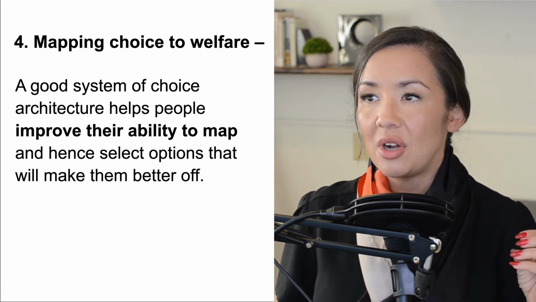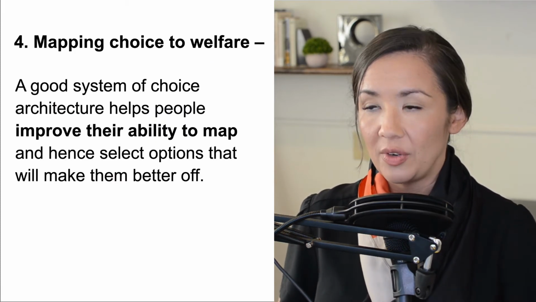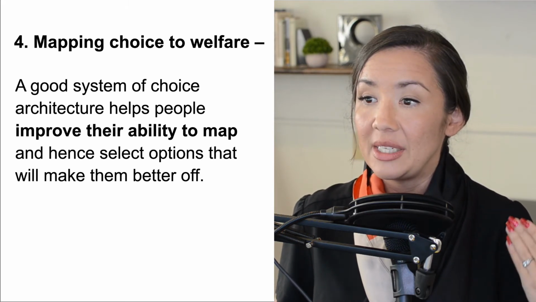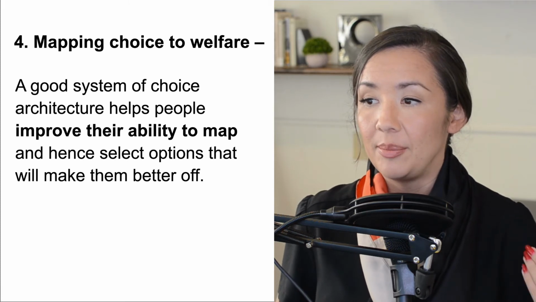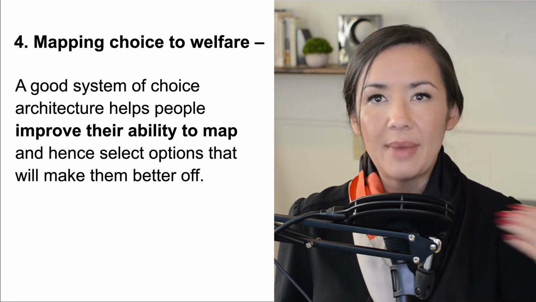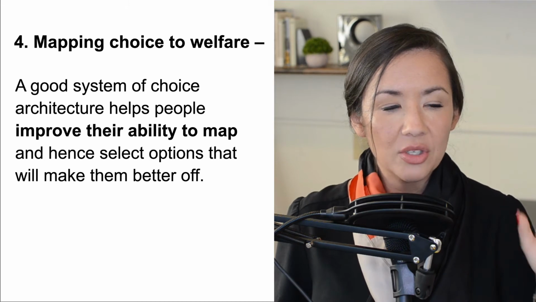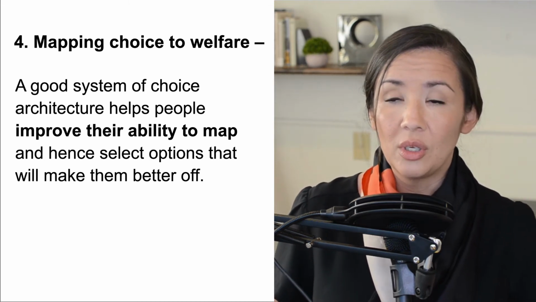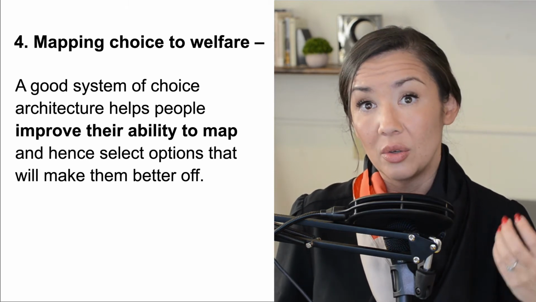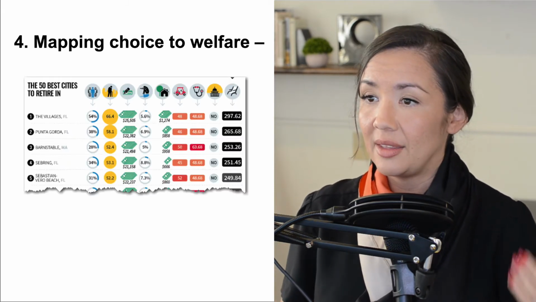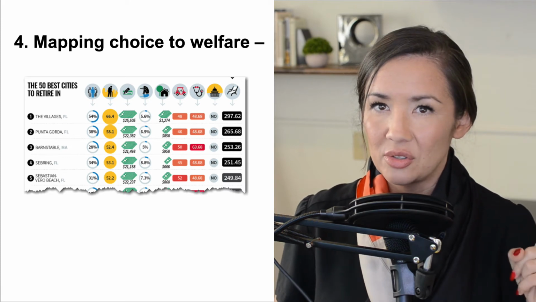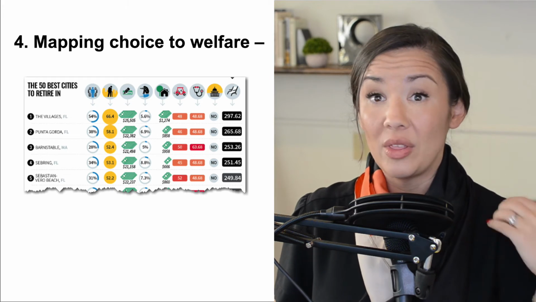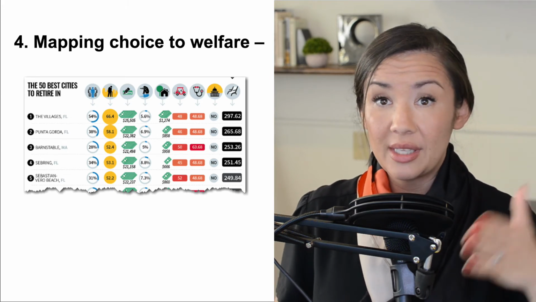Okay. Systems should also map choices onto welfare. A good system of choice architecture helps people improve their ability to map, hence selecting options that will make them better off. What I mean by mapping is it can be hard to translate something abstract like investment stocks to how you want to retire when you're older. So systems kind of like this, and this isn't a very good one. I actually just had trouble finding ones that were good. Systems like this can help people map what they want, or the choices they have to what they want.